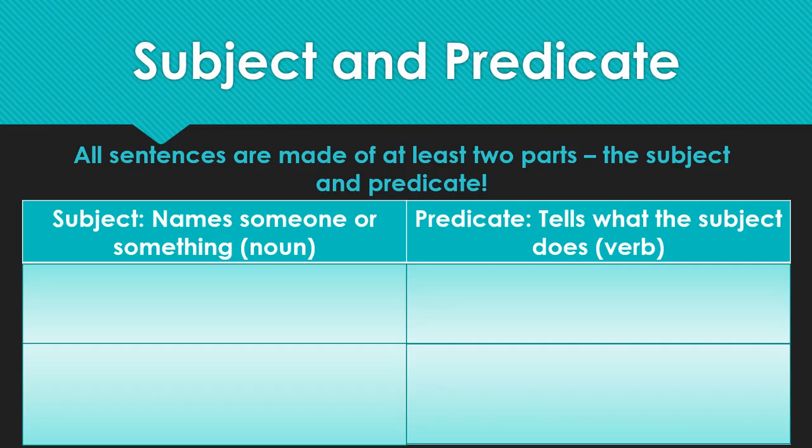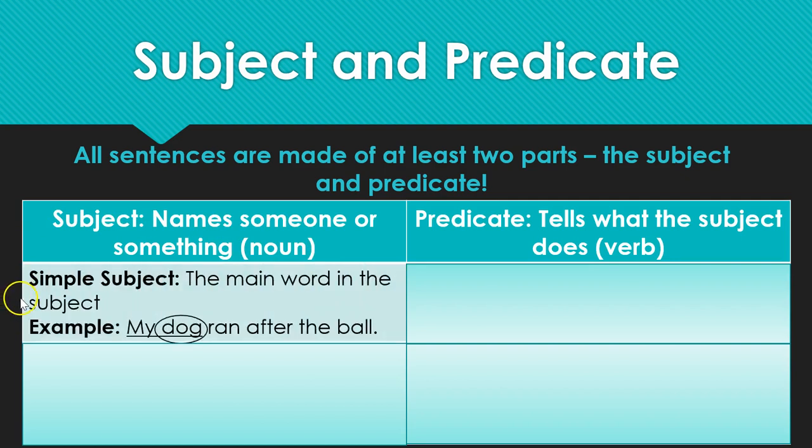The subject and predicate, all sentences are made of at least 2 parts. That's going to be the subject and the predicate. Here, I've given a simple definition for a subject. It's the names of someone or something in the sentence. It's going to be the noun for the sentence.